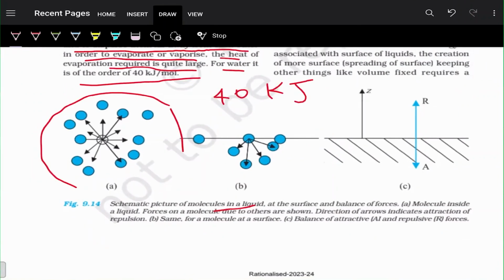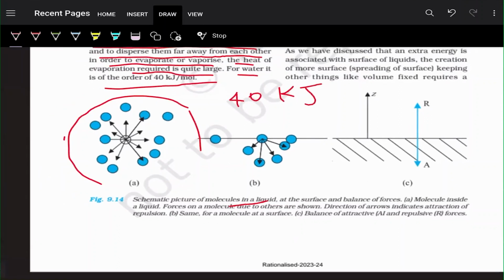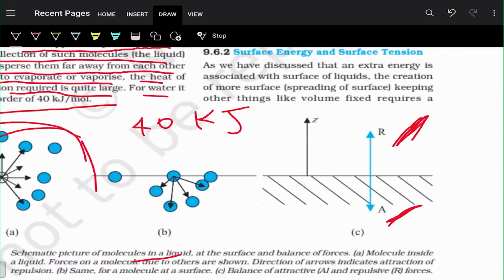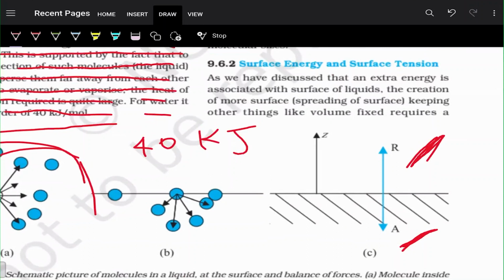See, a molecule inside a liquid. This is a molecule inside a liquid. Forces on a molecule due to others are shown. Direction of arrows indicates attraction or repulsion. Correct. Same for a molecule at the surface. See, balance of attractive and repulsive forces. Same, right? Yes. Okay, next we will look at how we can connect surface energy and surface tension.